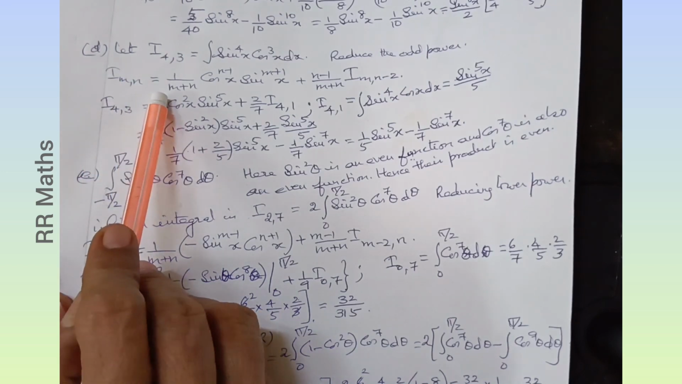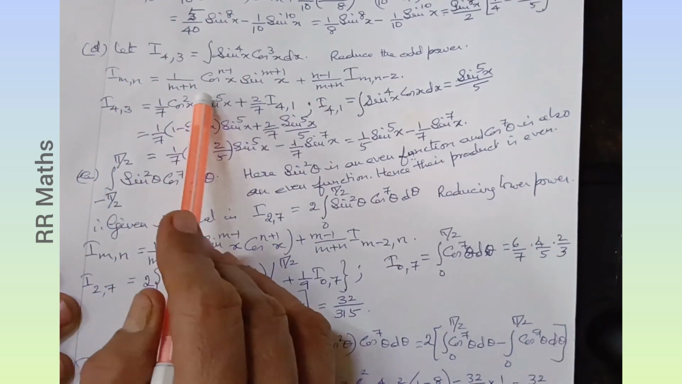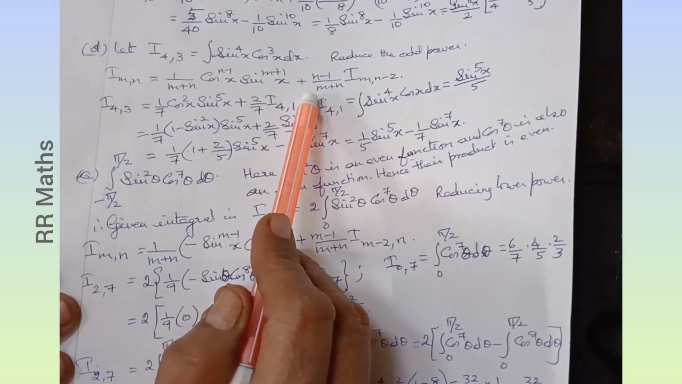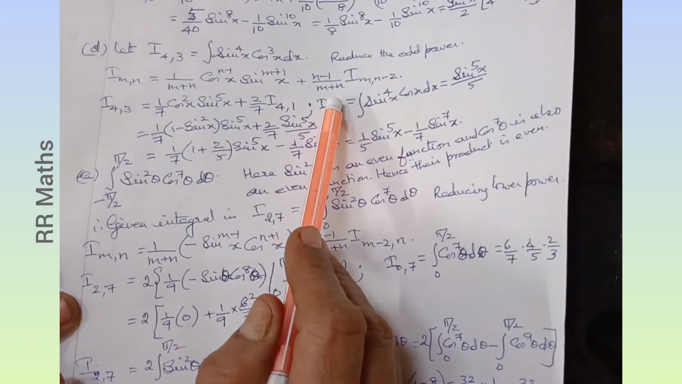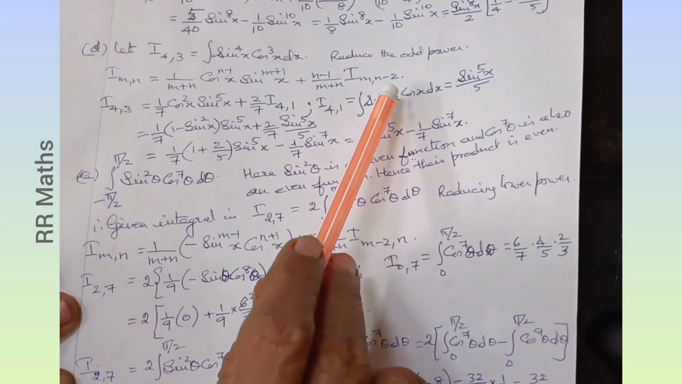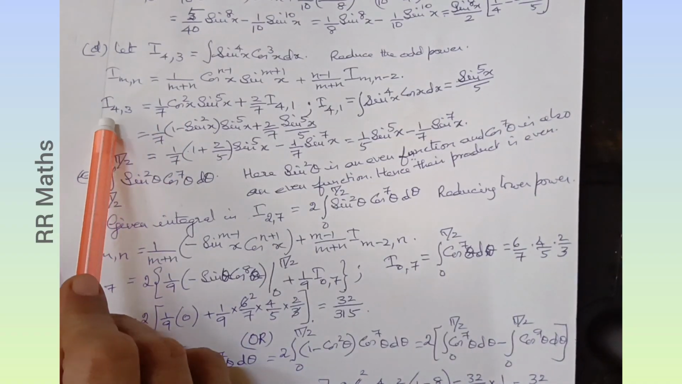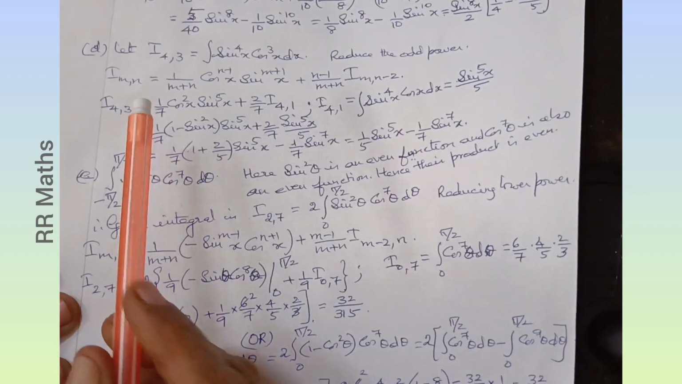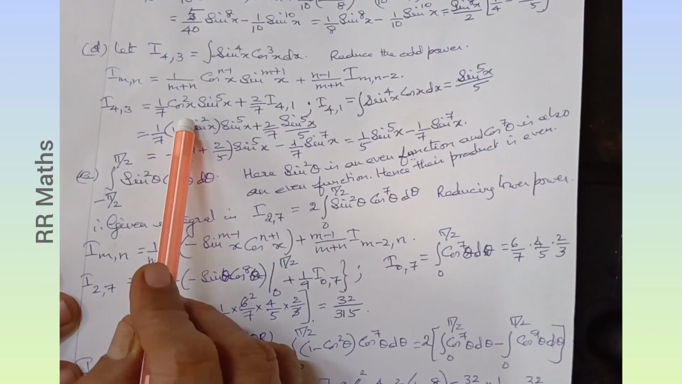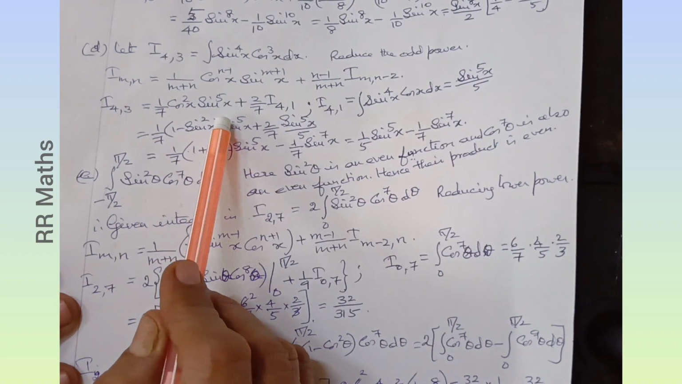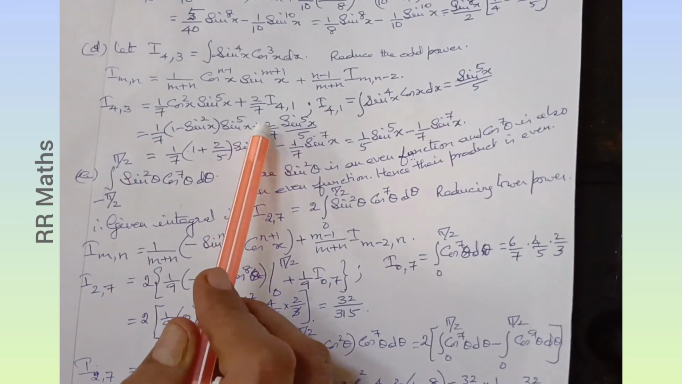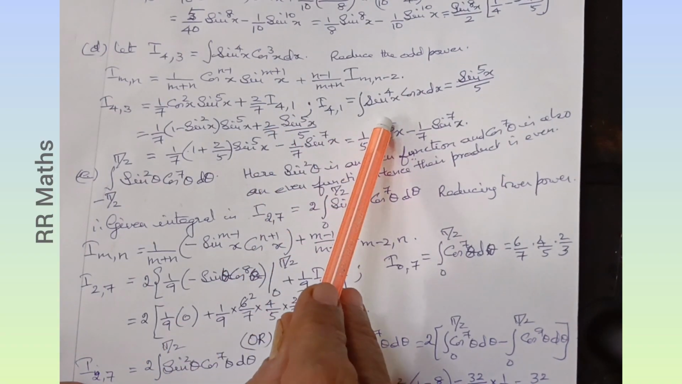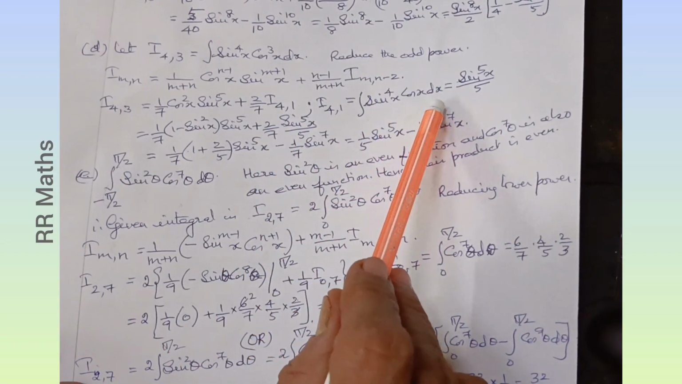I(m,n) is equal to 1 by (m plus n) cos to the power of (n minus 1)x sine to the power of (m plus 1)x plus (n minus 1) by (m plus n) I(m, n minus 2). Now here it is I(4,3), so m is 4, n is 3. You substitute, you get 1 by 7 cos square x sine to the power of 5x plus 2 by 7 I(4,1). I(4,1) is the integral of sine power 4x cos x dx.